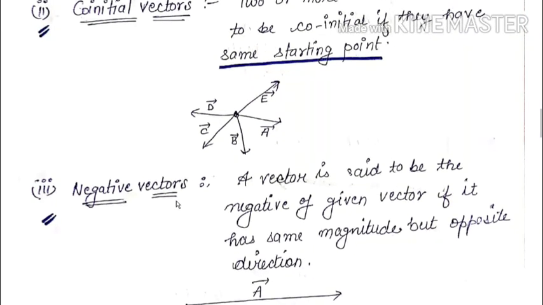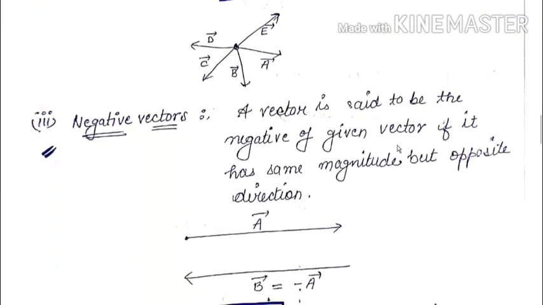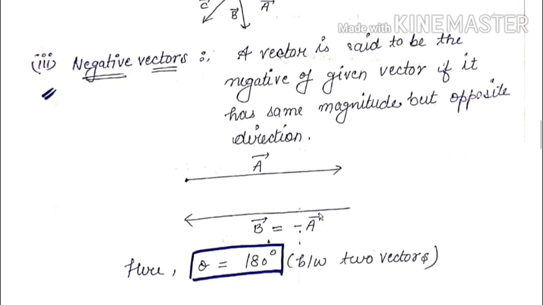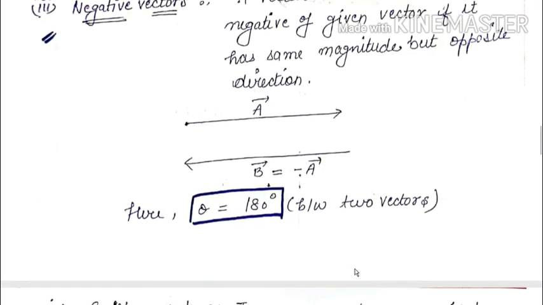Next is the negative vector. A vector is said to be the negative of a given vector if it has the same magnitude but opposite direction. That means this one is vector A and vector B is in this direction. If A is towards east, B will be towards west, or you can say that vector B is equal to negative of vector A. That means theta between the two vectors is equal to 180 degrees. These are the negative vectors.